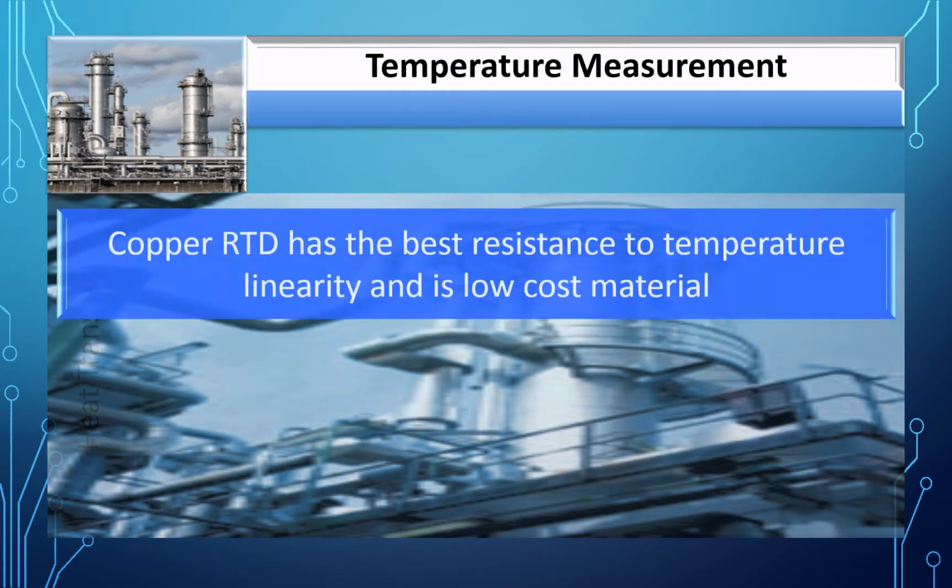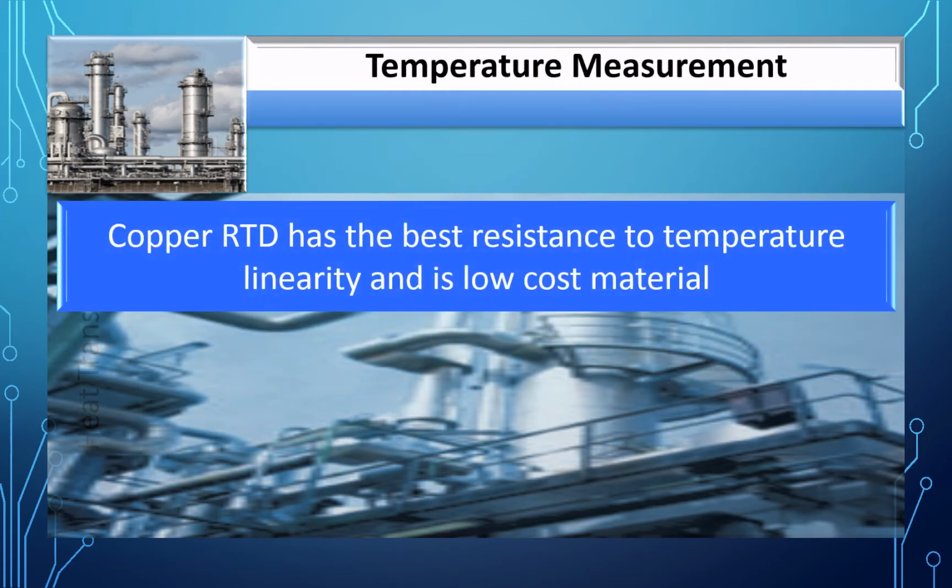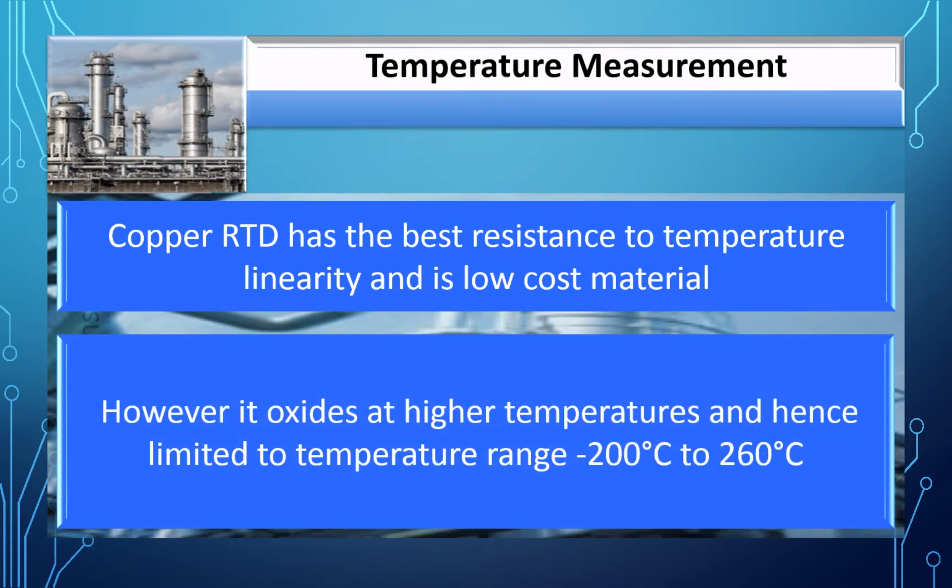Copper RTD has the best resistance to temperature linearity and is a low-cost material. However, it oxidizes at high temperatures and hence is limited to the temperature range -200 degrees centigrade to 260 degrees centigrade.